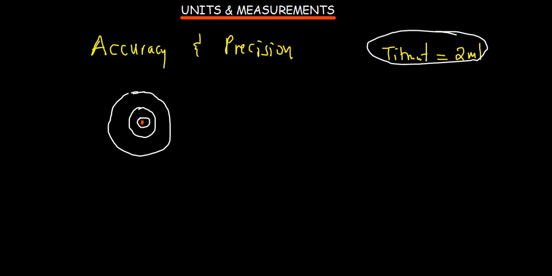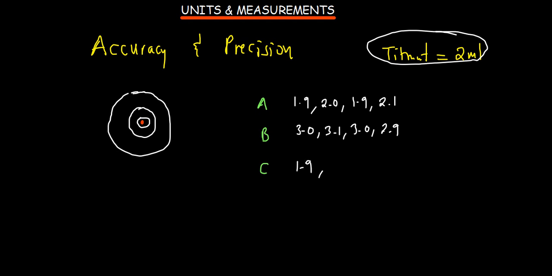Let's say, for example, we have got three people: person A, person B, person C. For person A, they measure 1.9 for the first time. Second time they measure 2.0. Third time they measure 1.9 again. The other time they measure 2.1. Person B, let's say they measure 3.0. Again they measure 3.1. They measure 3.0. They measure again, let's say 2.9. Person C, let's say, measures 1.9. They measure 3.0.